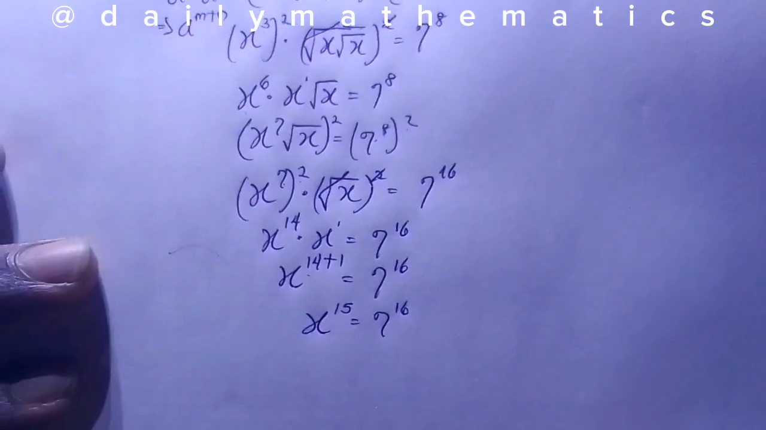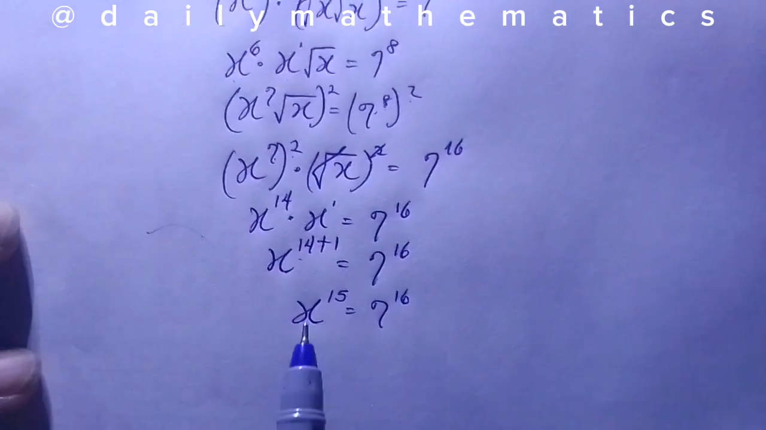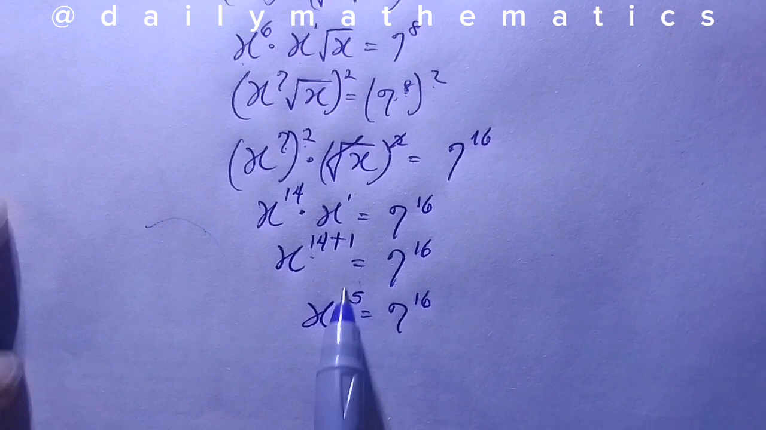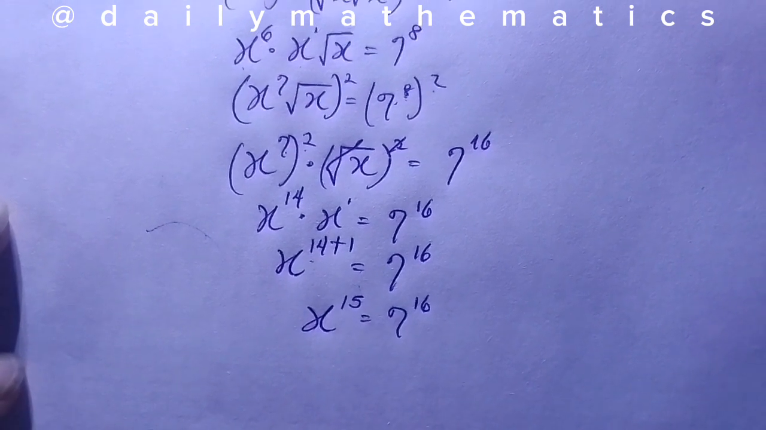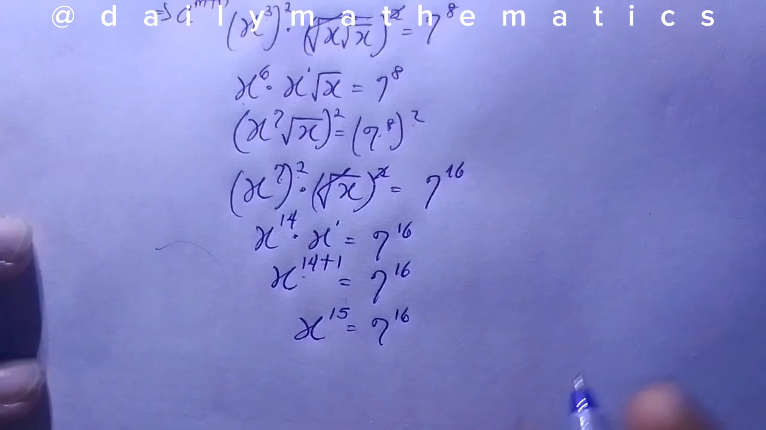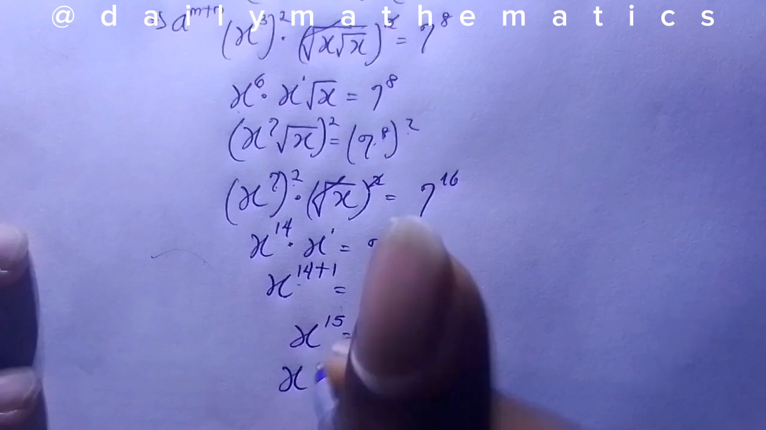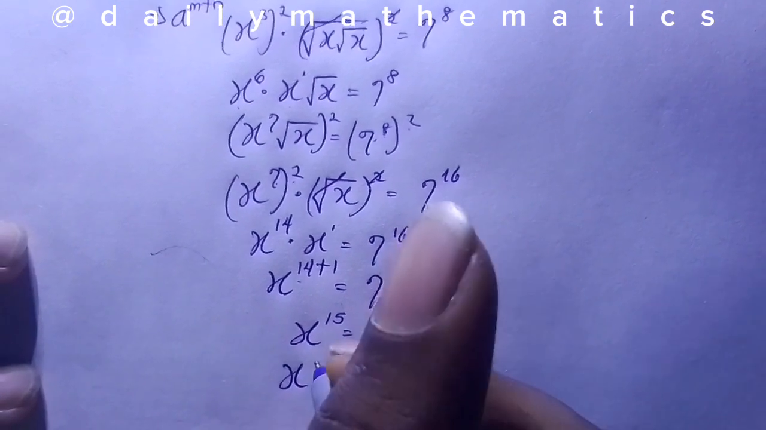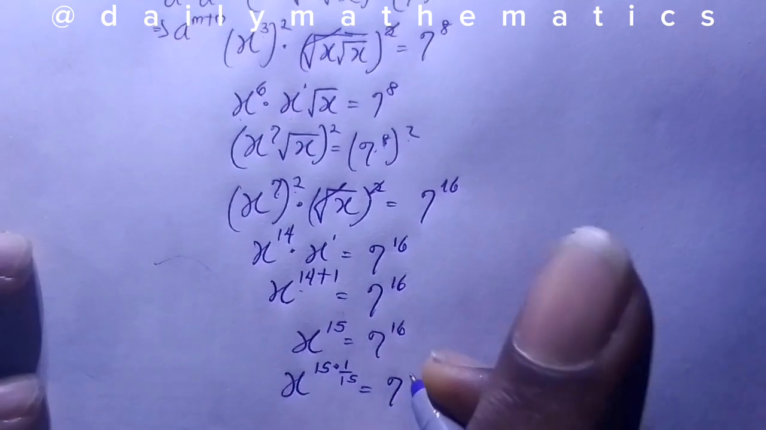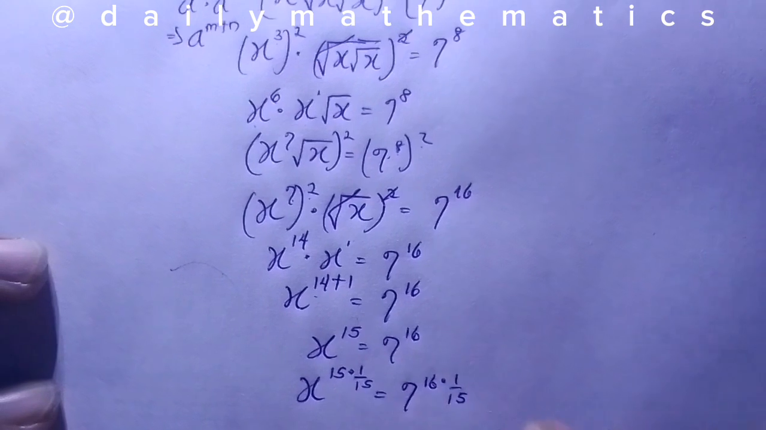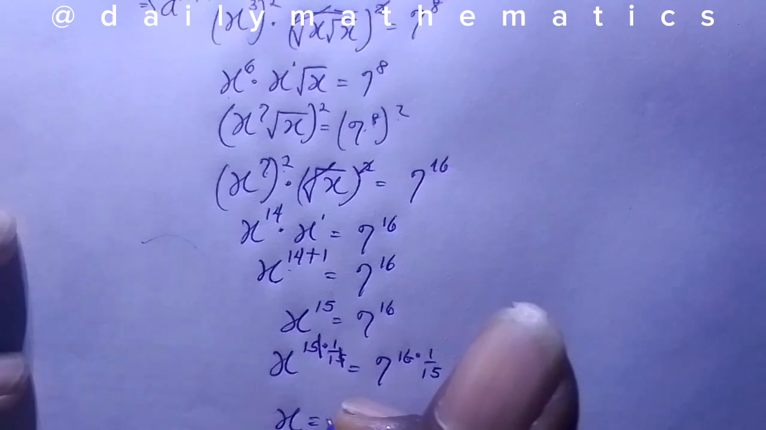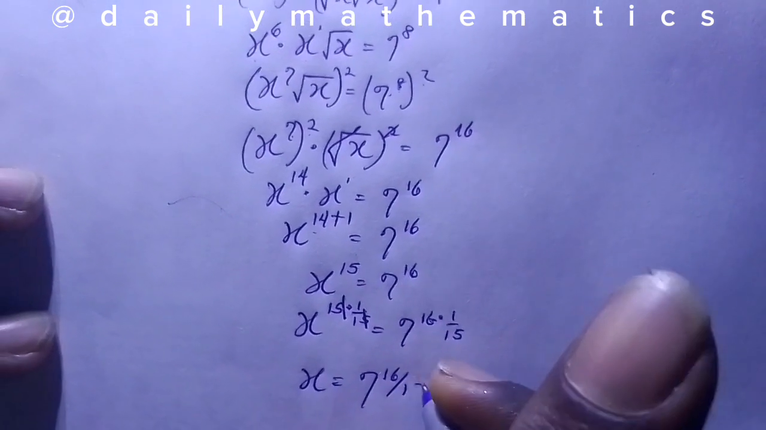Now from here we have x raised to the power of 15 equals 7 raised to the power of 16. How do we get the value for x? For us to get x, we have to get rid of this power here. How do we get rid of the power? By taking the 15th root of both sides. That's the same as multiplying both powers by 1 over 15, so x equals 7 raised to the power of 16 times 1 over 15. From here, 15 cancels 15, so we have x equals 7 raised to the power of 16 over 15.